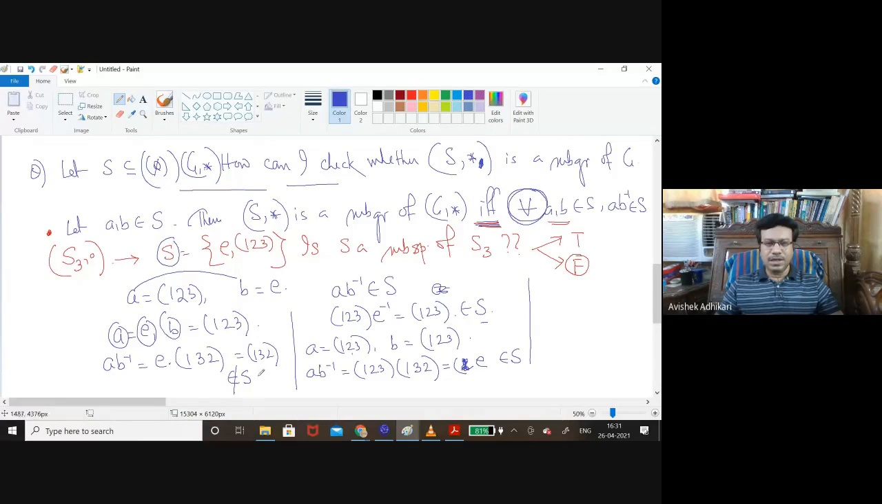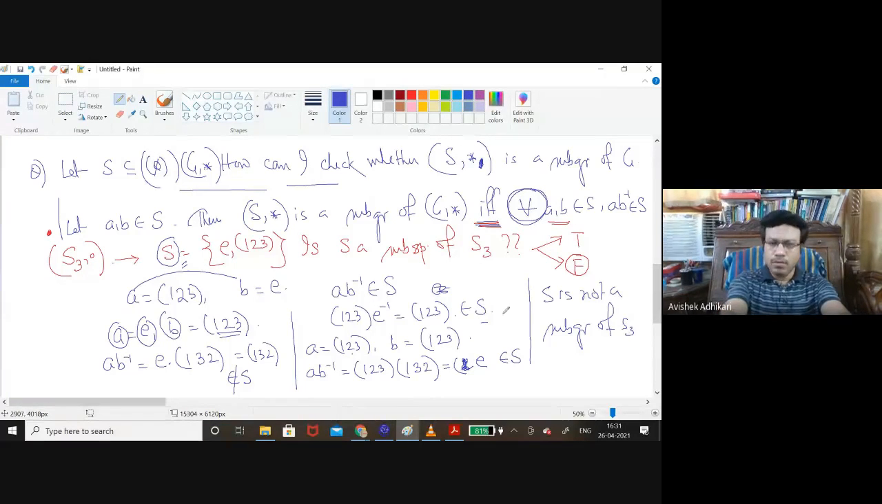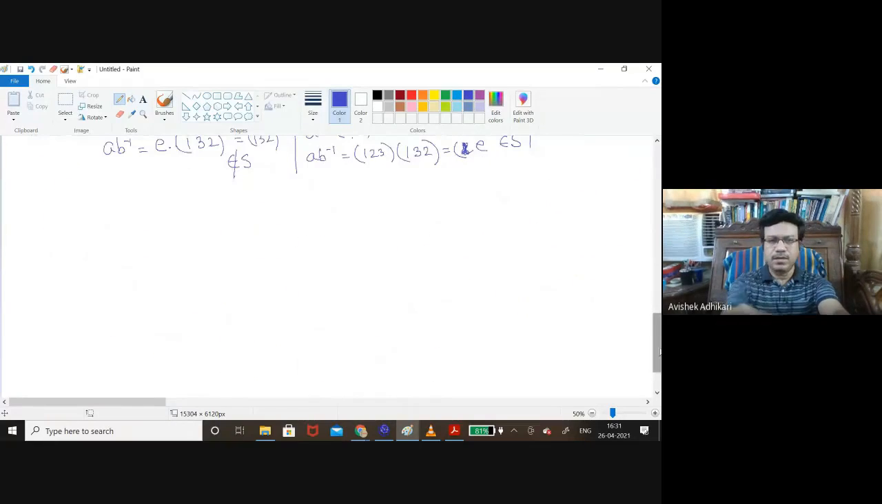Now you can understand that with this result, if it were a subgroup, then it should be true for all A, B. So I have taken this A and this B, and then we found that A B inverse is not within S. As a result, we can directly say from this result, which you need to prove, that S is not a subgroup of S3.